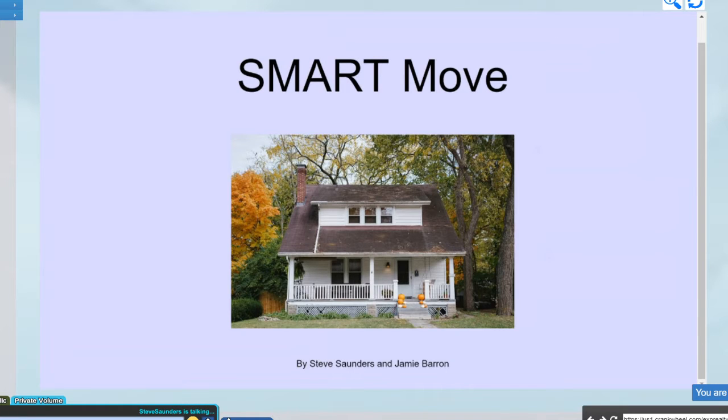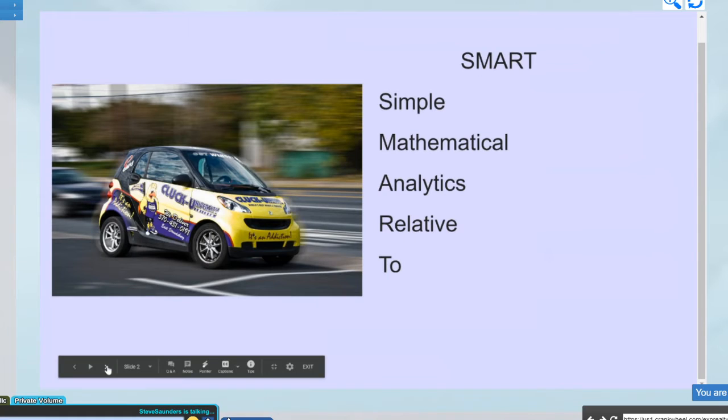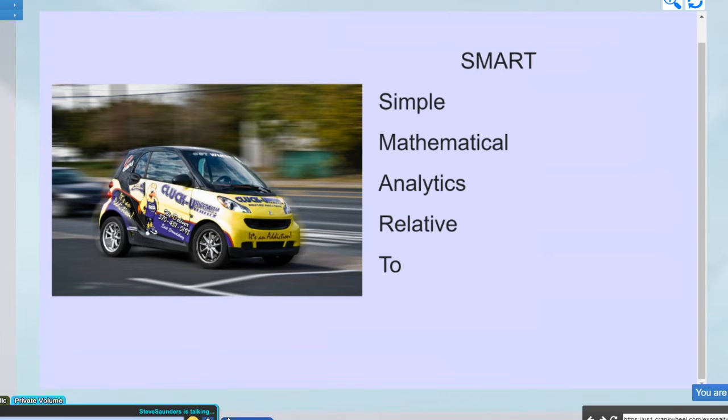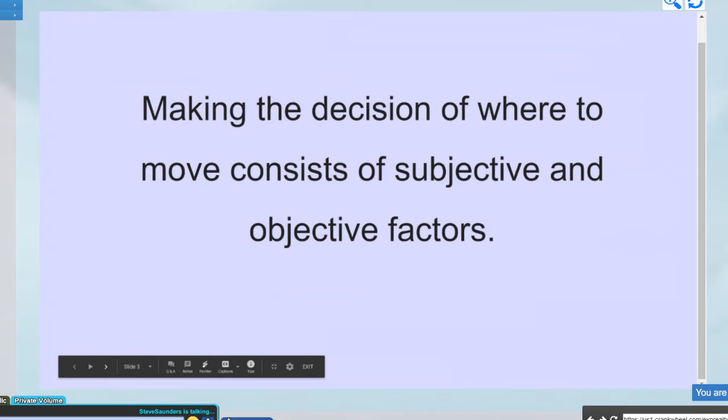I wanted to share with you some simple rules on making decisions when you want to move. So this class is called Smart Move. SMART stands for Simple Mathematical Analytics Relative to. So making the decision of where to move consists of subjective and objective factors.